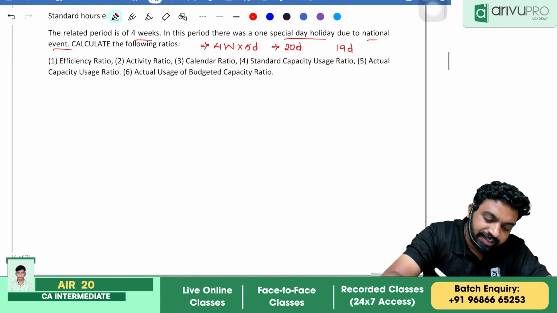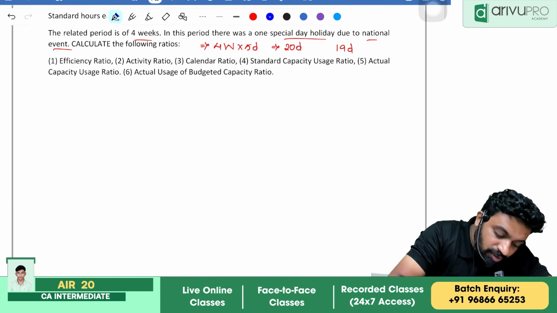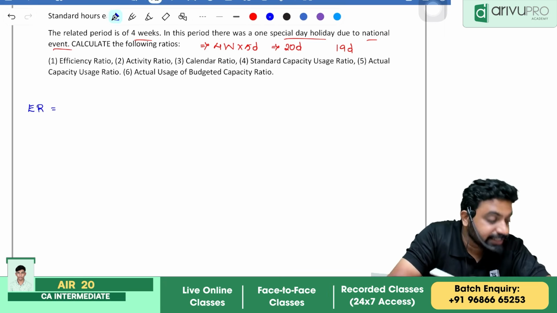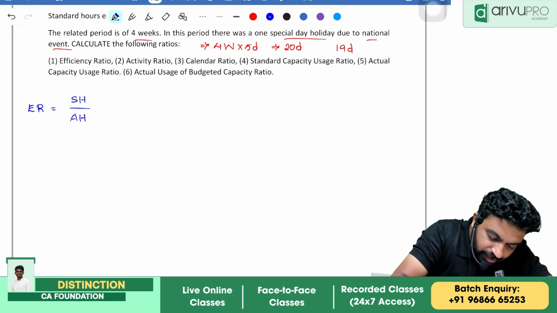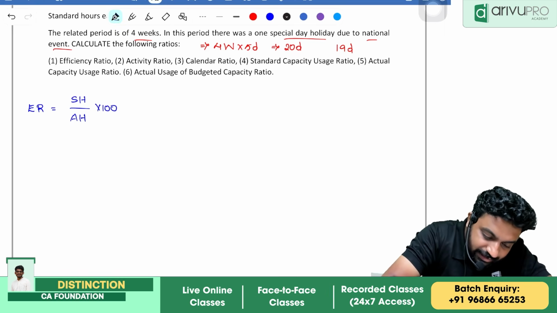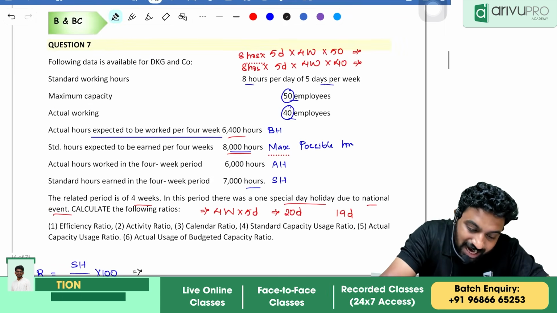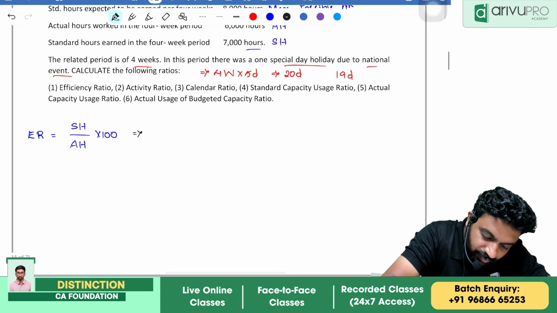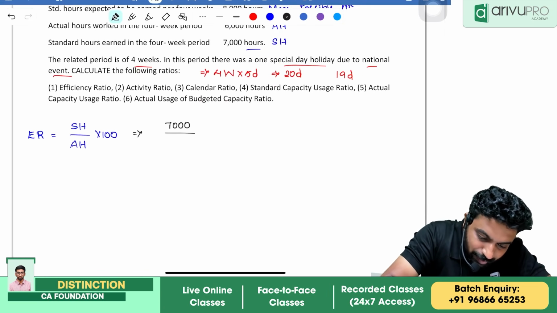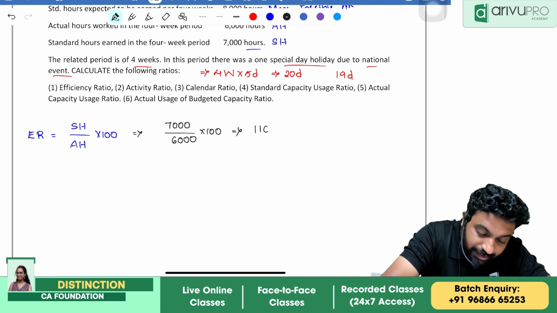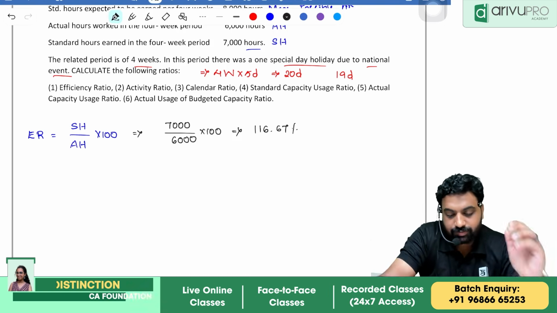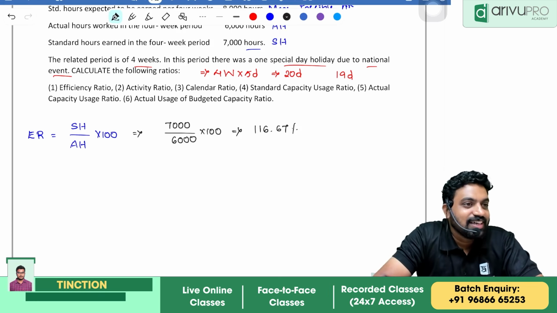Done. First one, efficiency ratio. Everyone, what is the formula for efficiency ratio? Standard hours by actual hours into 100. Now, may I know the standard hours? 7,000 divided by actual hours into 100. May I know the efficiency ratio? 116.67. Done. Shall we proceed?